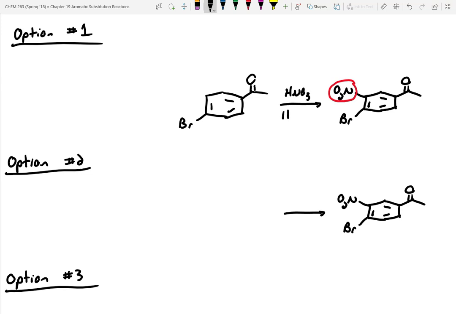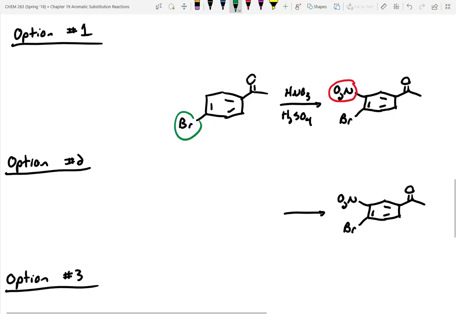HNO3 and H2SO4. Will this reaction work well? Yeah. There's already 2 deactivated. It might work well. So I'd say that would be okay.